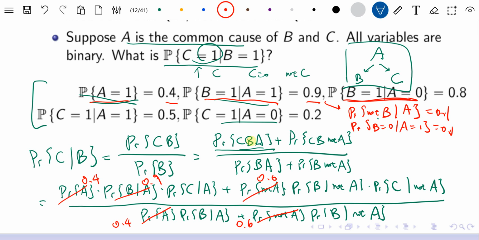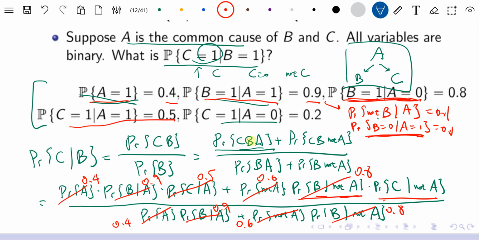So this and this, they are not the same thing. So here, this one is B given not A, so it's B is 1, A is 0, so this one is 0.8. And what about this? This is 0.9 again, this is 0.8 again. So the last one is C given A. We know this is 0.5. C given not A, we know this is 0.2. So we know all the numbers and we can just compute the probability.